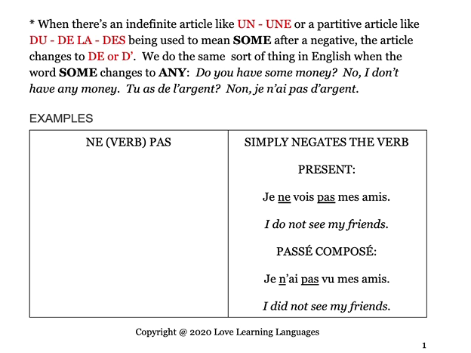Let's start out looking at the simple negation using ne pas. Write this in on your blank lesson guide: ne pas just simply negates the verb. In the present tense, if I said, je ne vois pas mes amis, see how I've put ne and pas around the verb? It just means I do not see my friends, right? So that's that English, do not.